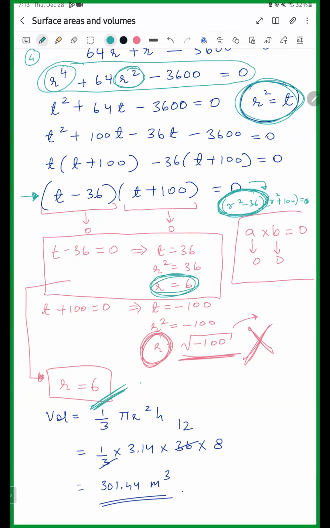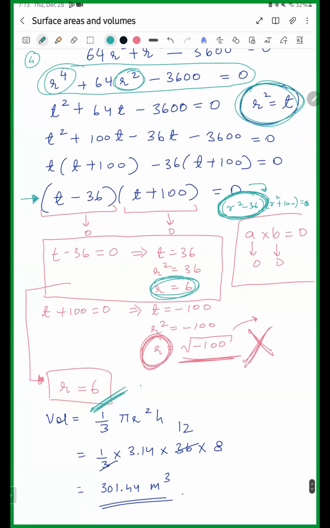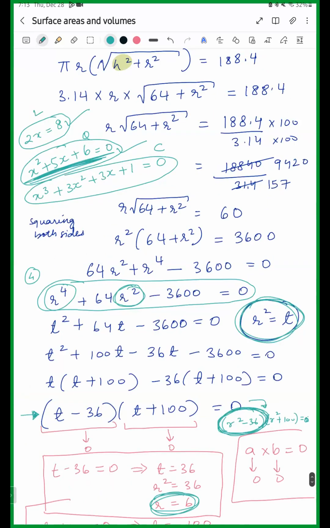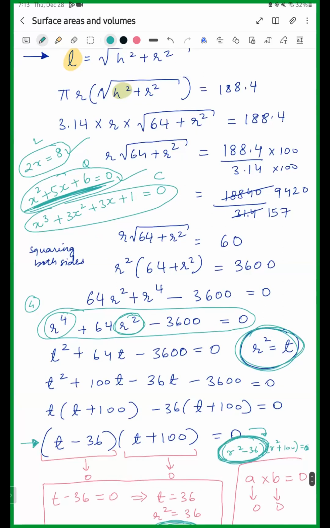Now we have gotten our r, our radius, and now we can easily find the volume. When we go back to the question and see what they were asking us, they were asking us the volume. So volume equals, we know the formula, 1 by 3 pi r square h. h was given in the question, r we have found out, so we can solve this.